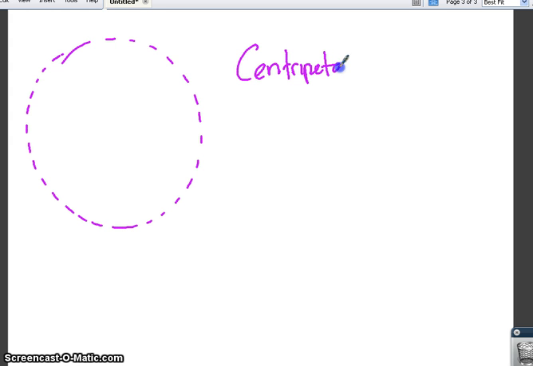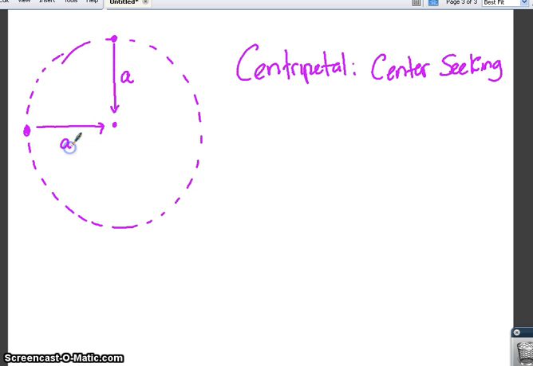Centripetal means center seeking. So, what does that mean for the circle? If we are right here on the circle, we are accelerating towards the center. If we're at the bottom of the circle in the 6 o'clock position, we are accelerating towards the center. 3 o'clock position, we are accelerating towards the center.